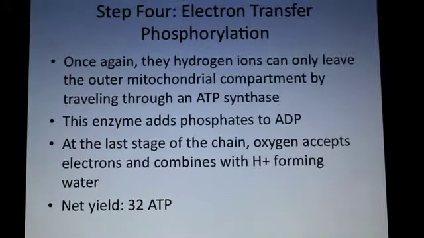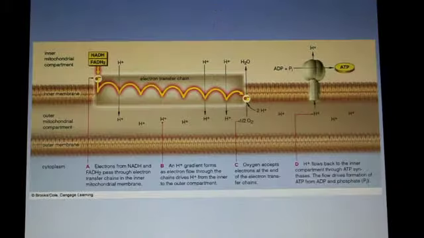So it's the opposite of photosynthesis. In photosynthesis, you split up water to get oxygen. In respiration, the oxygen accepts an electron and combines with the hydrogen to make water. In the end, you get 32 molecules of ATP. That's why this is the money step. That is a lot of energy.